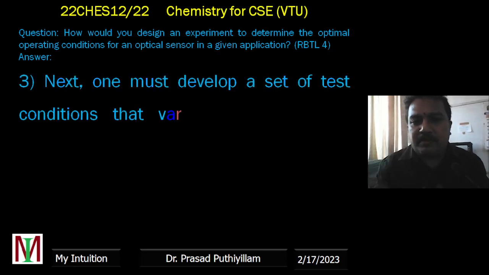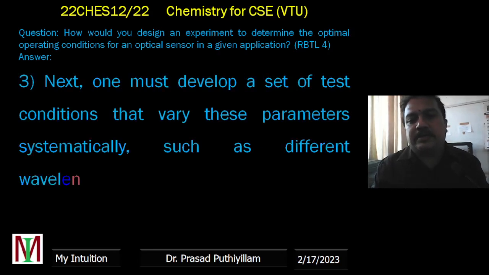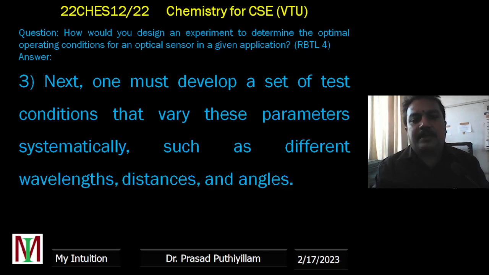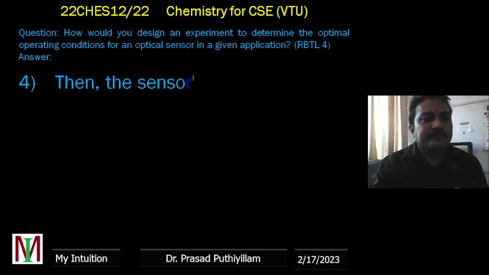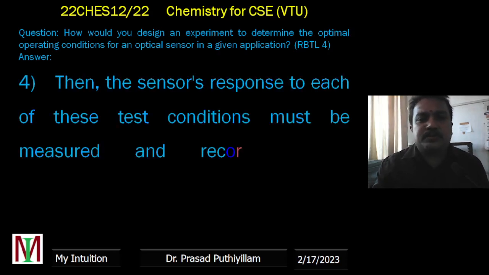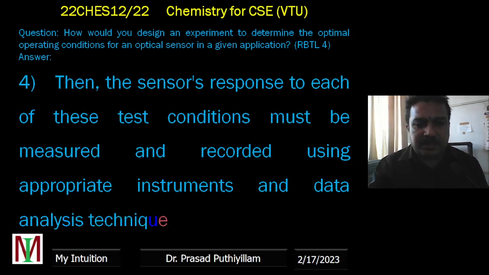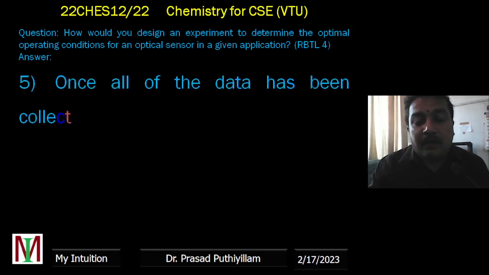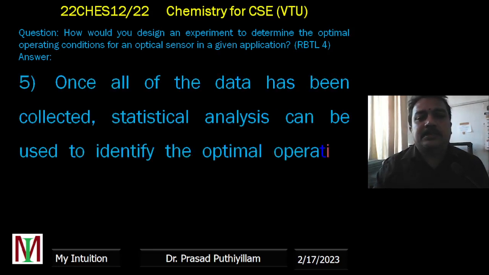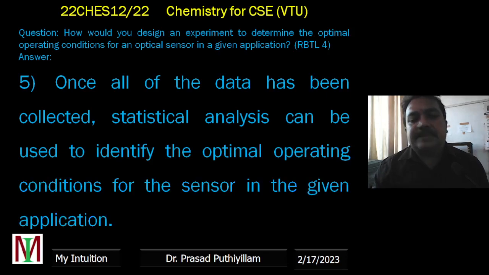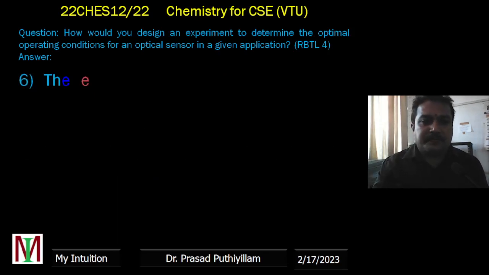Next, one must develop a set of test conditions that vary these parameters systematically, such as different wavelengths, distances, and angles. Then the sensor's response to each of these test conditions must be measured and recorded using appropriate instruments and data analysis techniques. Once all of the data has been collected, statistical analysis can be used to identify the optimal operating conditions for the sensor in a given application.